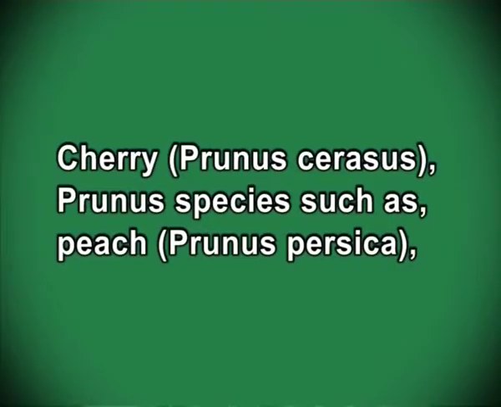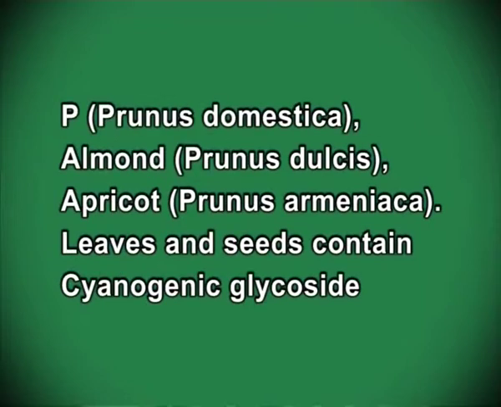Cherry, Prunus cerasus. Prunus species such as peach, Prunus persica, plum, Prunus domestica, almond, Prunus dulcis, and apricot, Prunus armeniaca: leaves and seeds contain cyanogenic glycoside.